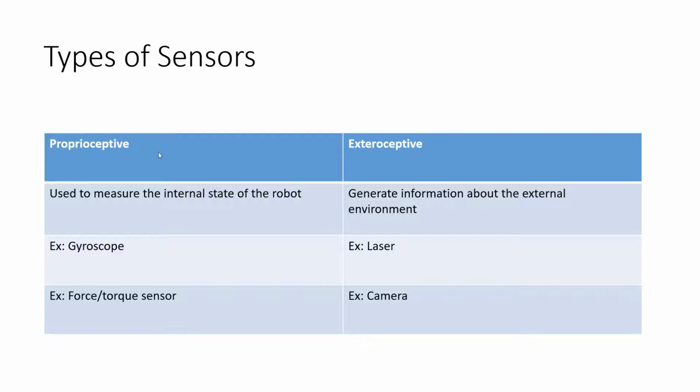Another pair of classifications could be proprioceptive versus exteroceptive. Proprioceptive sensors are used to measure the internal state of the robot, so something like a gyroscope or a force torque sensor. Exteroceptive sensors generate information about the external environment, so a laser or a camera.